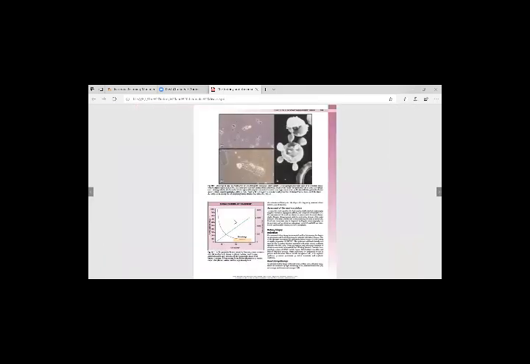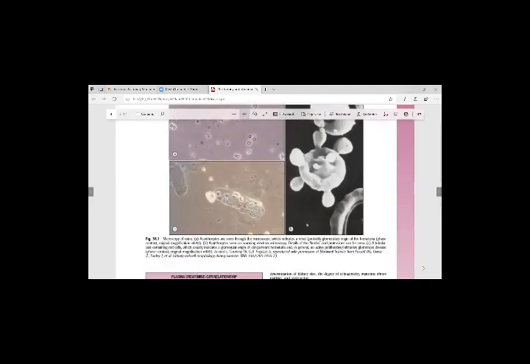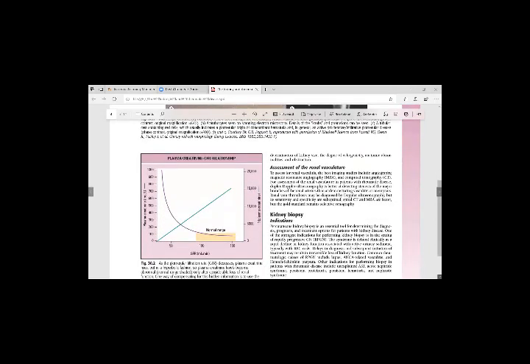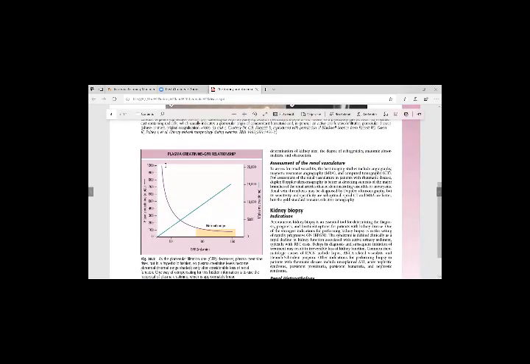I will show you a graph just to give you an idea. It shows the relationship of plasma creatinine and GFR. Here is the plasma creatinine level and here is the GFR, 50, 100, and 150. The normal range is 100 to 150. This is the steep curve. If plasma creatinine goes up, the GFR goes down significantly.